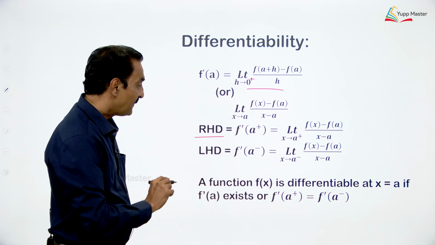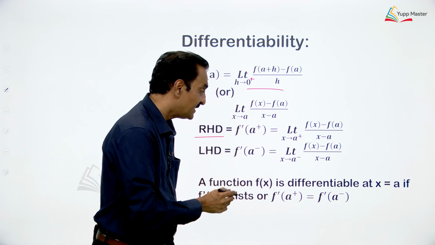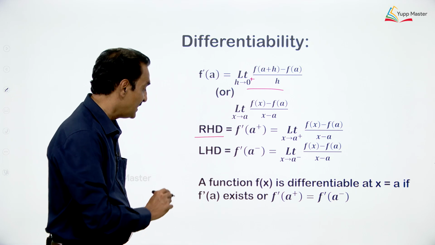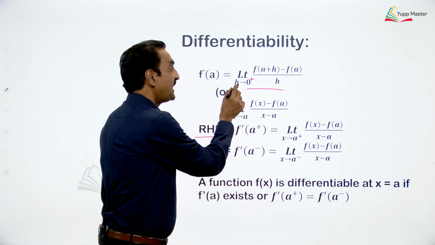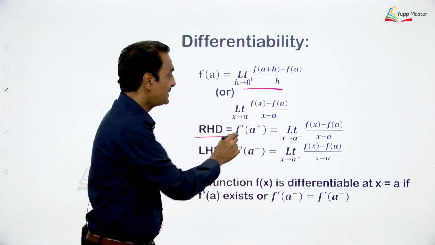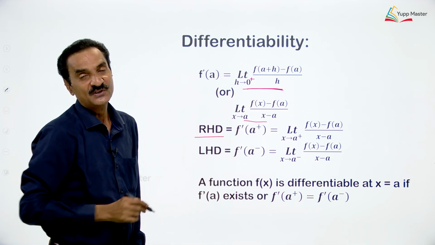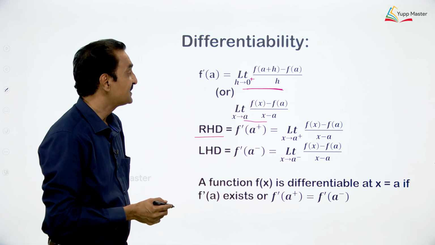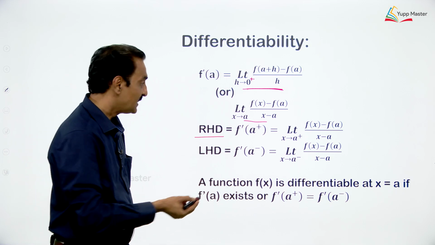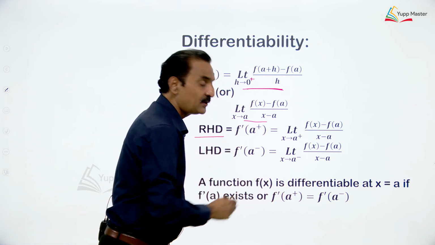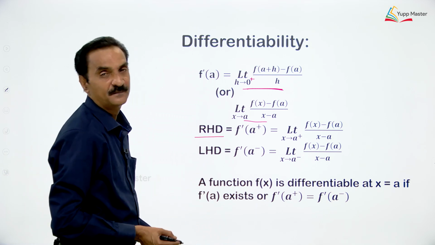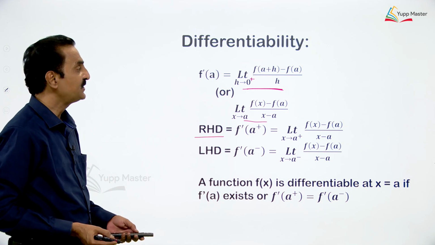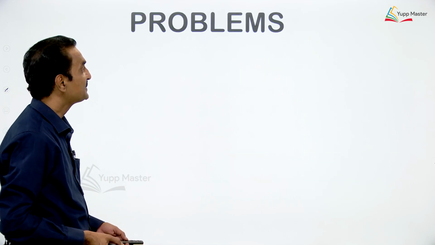Now, a function is said to be differentiable at x is equal to a if f dash a exists. If f dash a exists, then this limit exists, and the function is said to be differentiable at x is equal to a. That means the right hand derivative should be equal to the left hand derivative. So, these are the important points about continuity and differentiability. Now, let us start the problems.